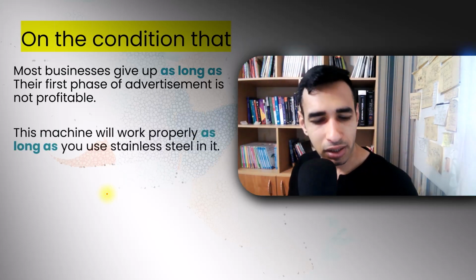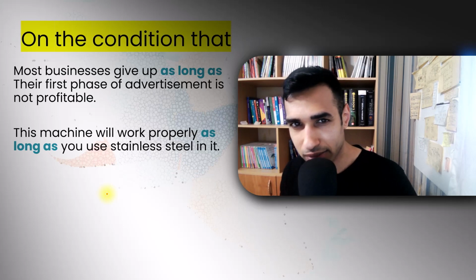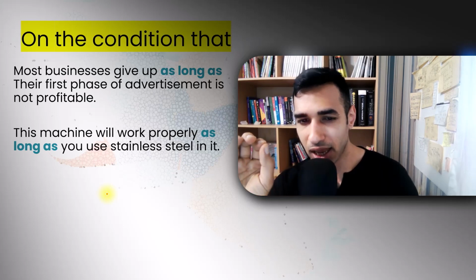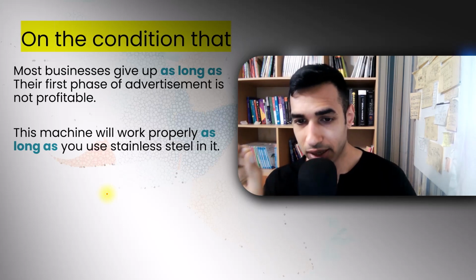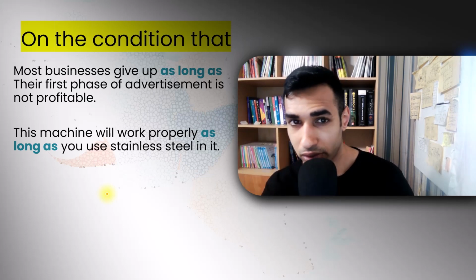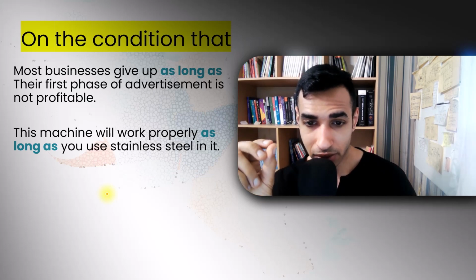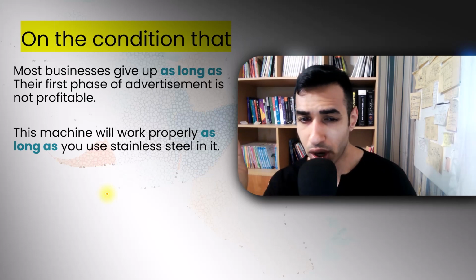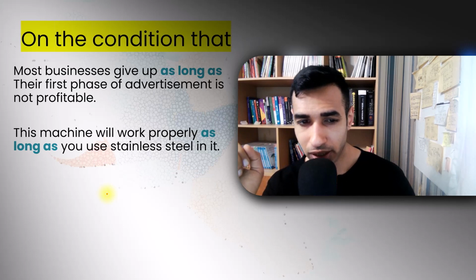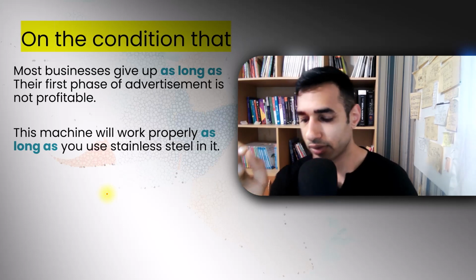Next. This machine will work properly as long as you use stainless steel in it. As long as: on the condition that, provided that. Here you see as long as means on the condition that. It means the machine won't work properly if you don't use stainless steel in it. Next one.